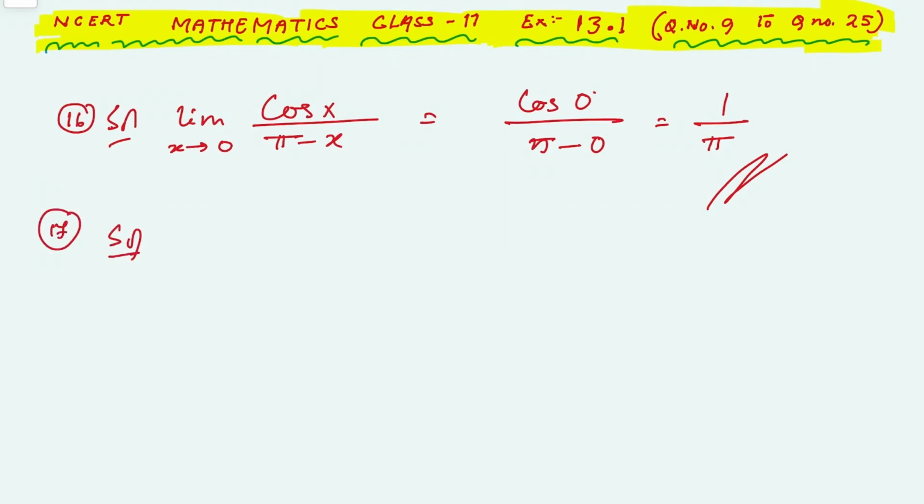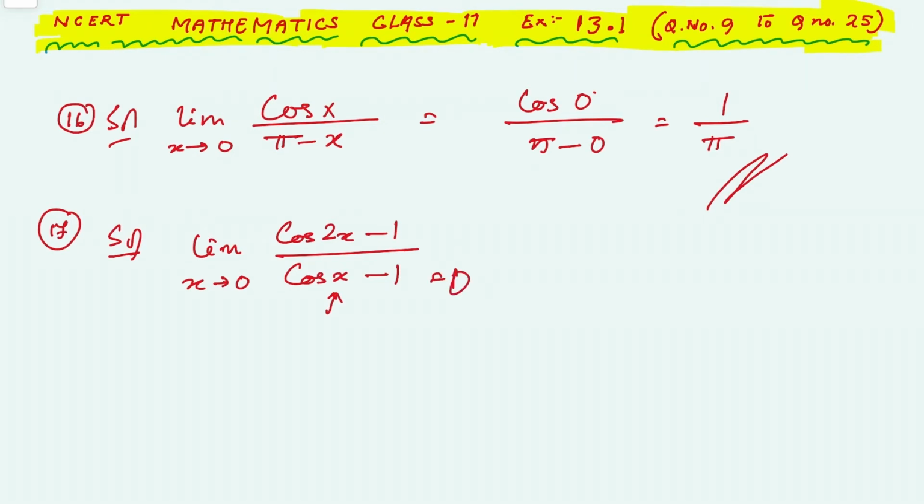So here, limit of cos twice x minus 1 by cos x minus 1 as x tends to 0. So here you see, if you put x is equal to 0 here, cos 0 is 1, minus 1, this denominator becomes 0, for which it will be not defined. Okay, so that's why we have to simplify this one as well. So how to do that?